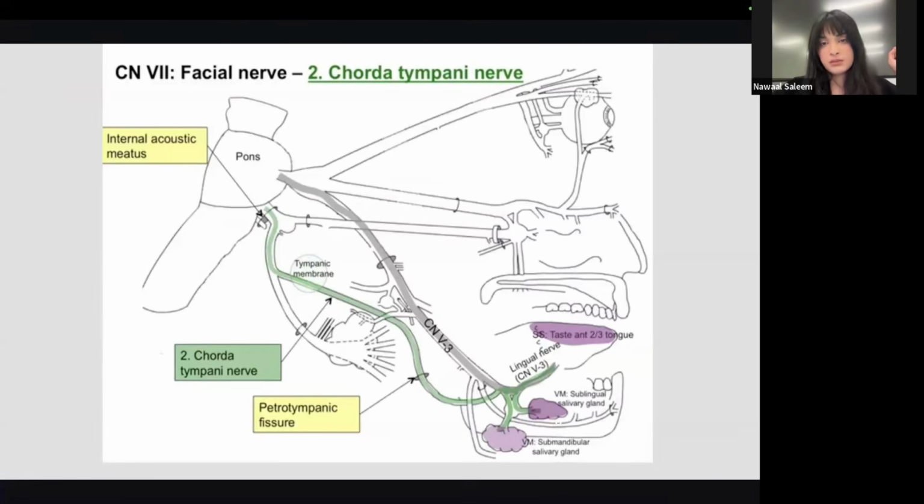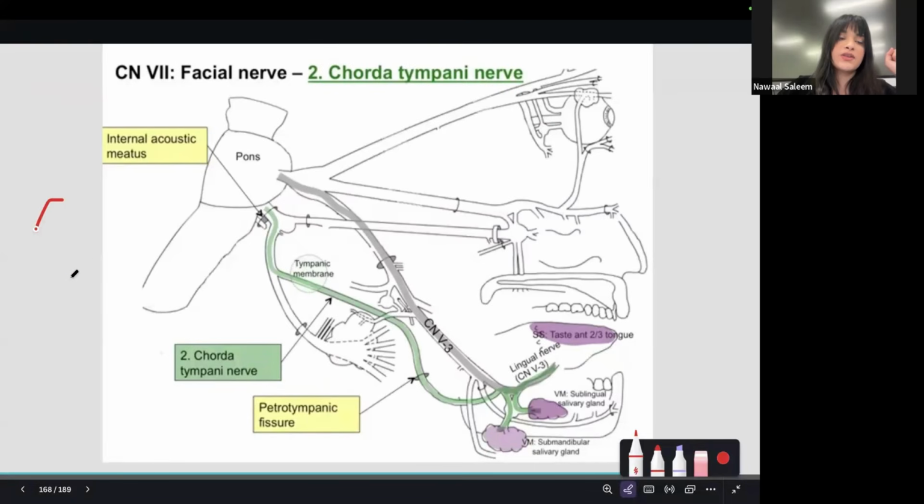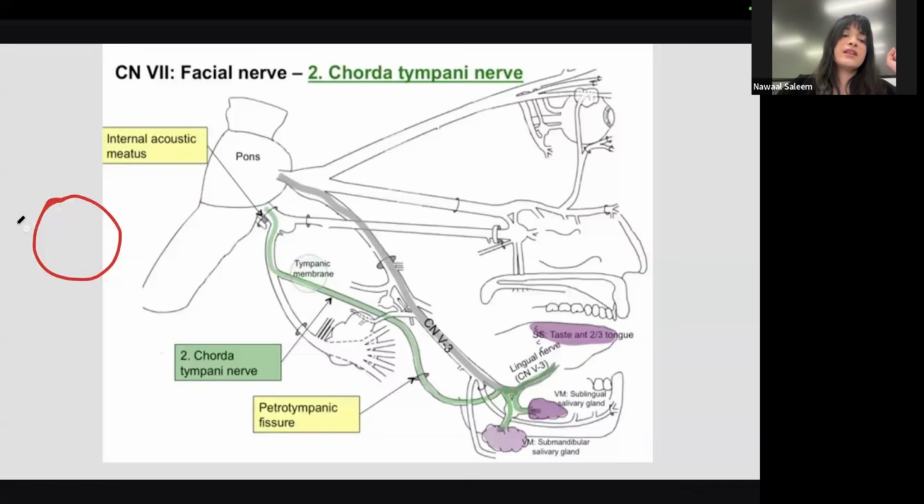Then we have the chorda tympani. Why is it called chorda tympani? In mathematics, you have a circle, okay? If a line goes straight through the middle, it's called the diameter. If it goes towards this part, this is called a chord. So this is the tympanic membrane, and this chorda tympani nerve is going to pass here. So it goes from the internal acoustic meatus to the petrotympanic fissure. It passes by the tympanic membrane, and then over here, it's going to hitchhike again on the lingual nerve, which is V3, and then it will go to the taste of the anterior two-thirds of the tongue.